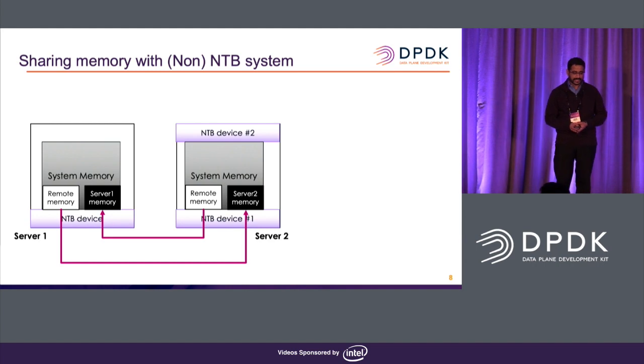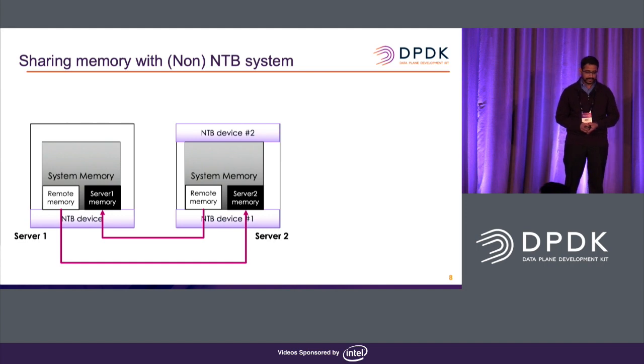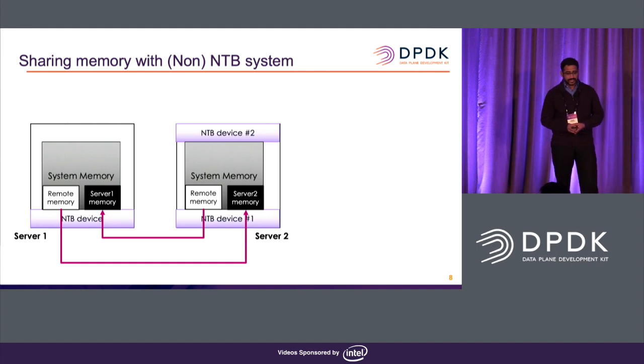So on the outer side, whenever server one is initiating transactions, they land in server two. That's what the outer arrow says. And again, the inner arrow communicates with server one using the remote memory. So this is the concept of the shared memory. And how the transactions are initiated, I'm going to talk about on the next slide.